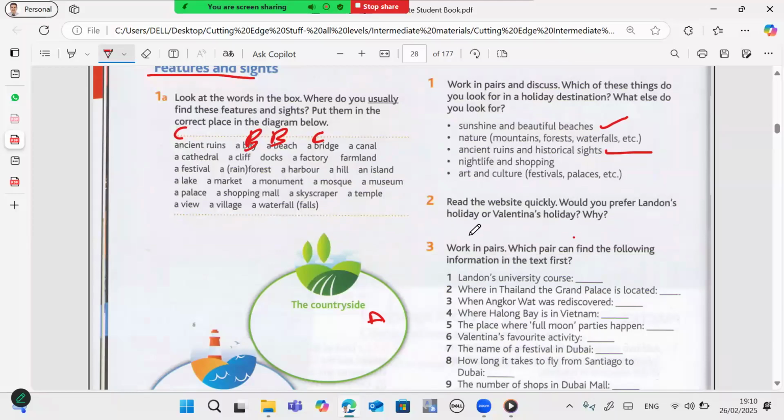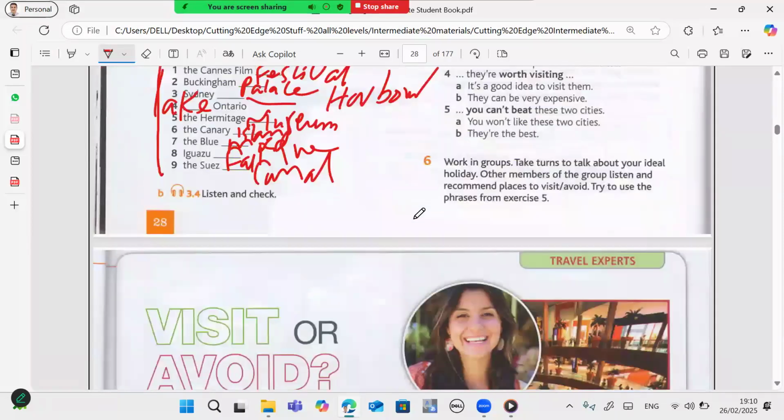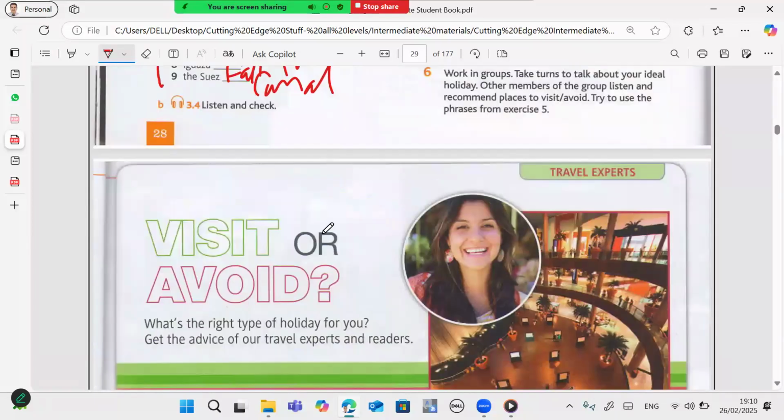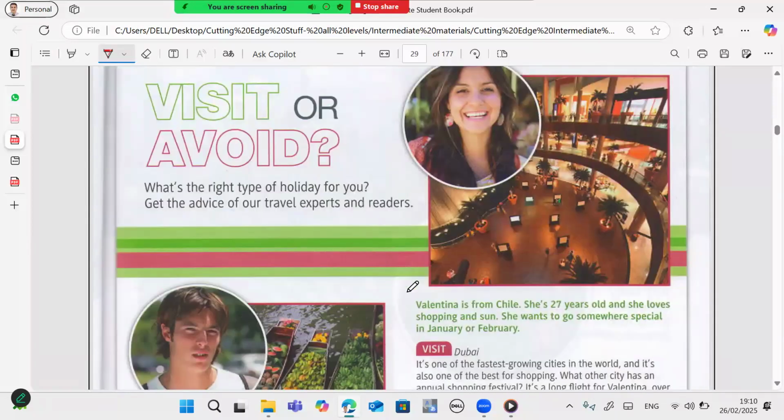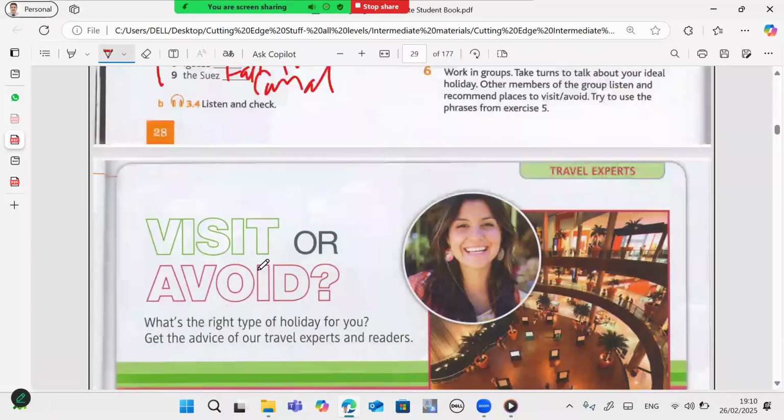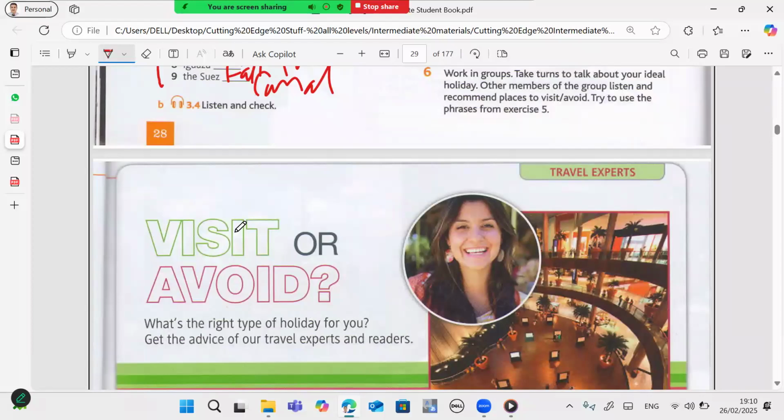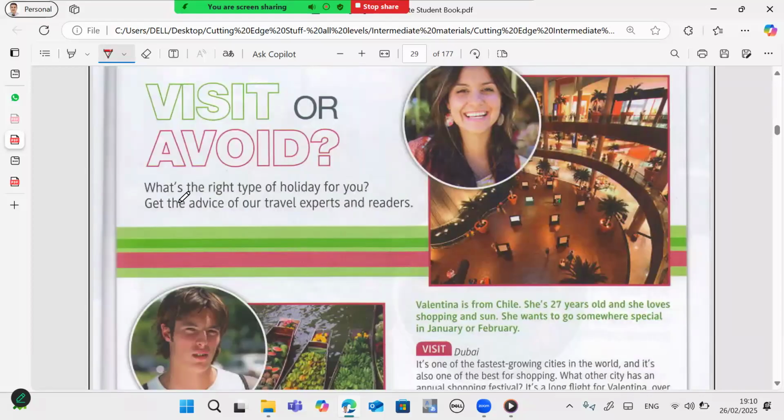So here, for this website, guys, would you prefer London's holiday or Valentina's holiday, and why? Here you have two programs. Yes, this is here travel experts. Visit or avoid. Visit or avoid. Do you know avoid? Avoid means to run away. Exactly. What is the right type of holiday for you?